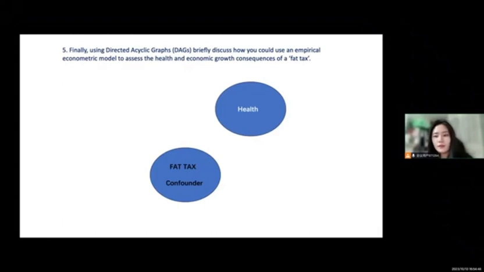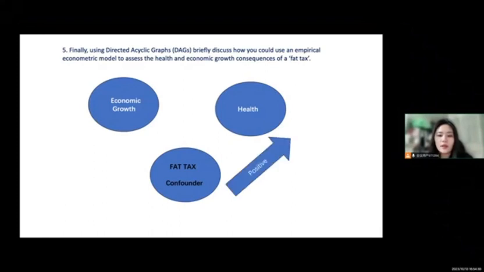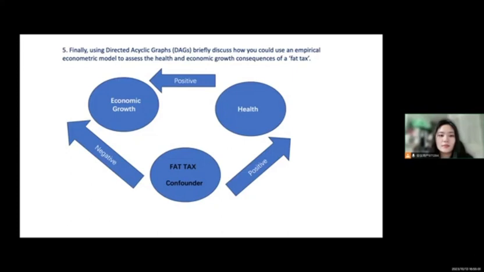So for question 5, our focus is the fat tax, and it will affect both health and economic growth. It has a positive effect on health, and health will have a positive effect on economic growth, and the fat tax will have a negative impact on economic growth. So by using the STATA tools, you will get a 95% accurate answer on how they are related to each other.